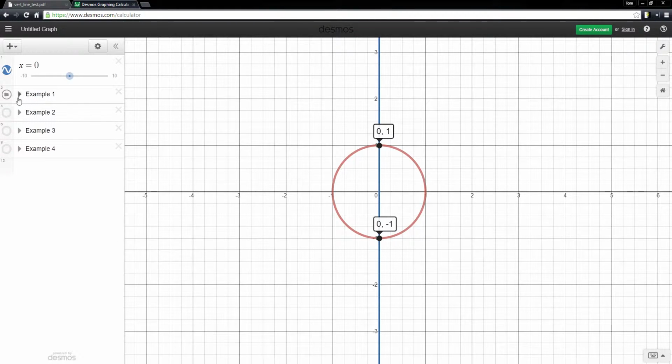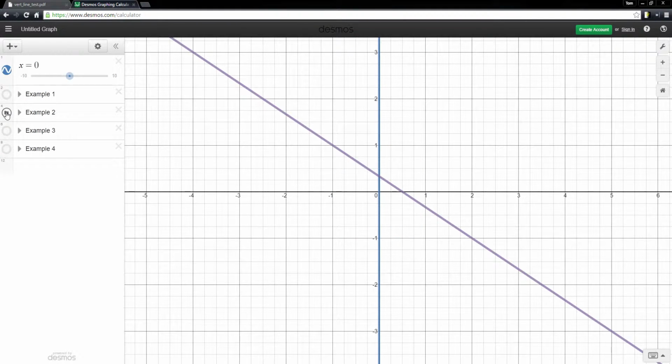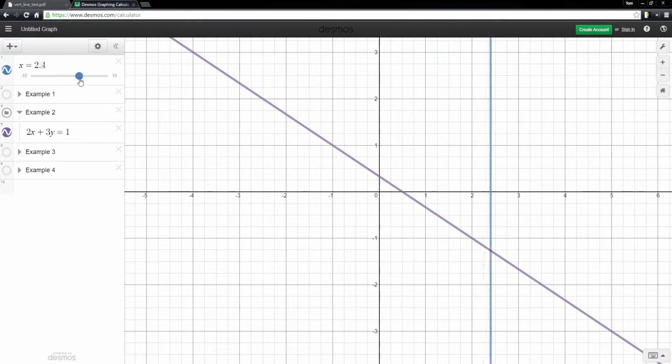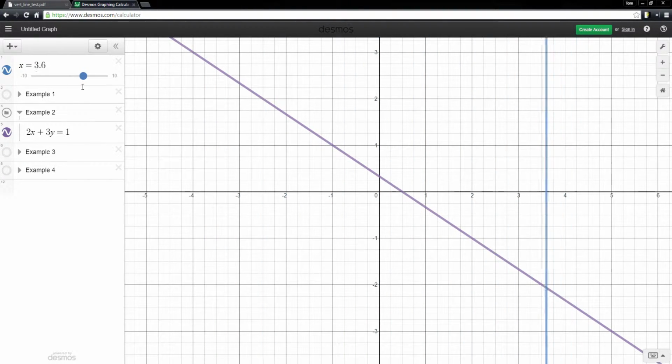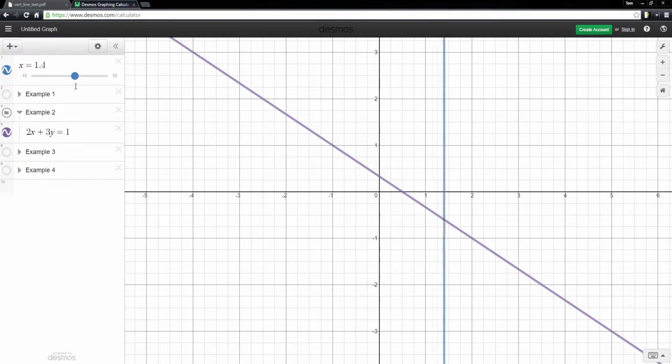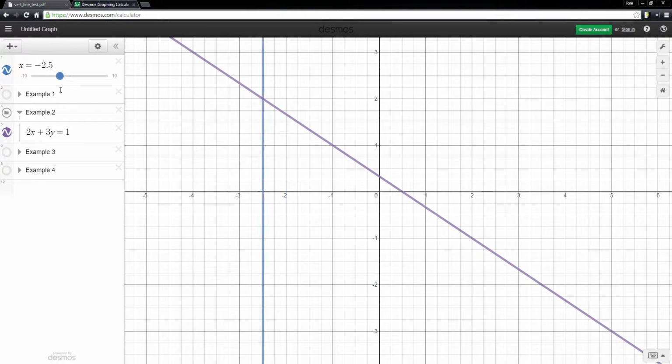All right, let's take a look at the next example. In the next example, we have this equation, 2x plus 3y equals 1, and we know that we could pretty easily solve that one for y. And if you look at the vertical line test, the graph of the purple equation there is just a line, and so this vertical line is going to intersect it in exactly one spot.